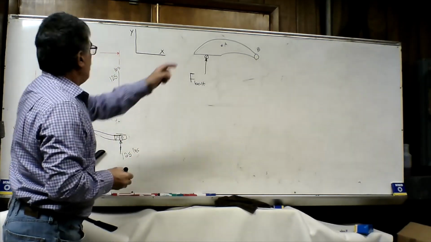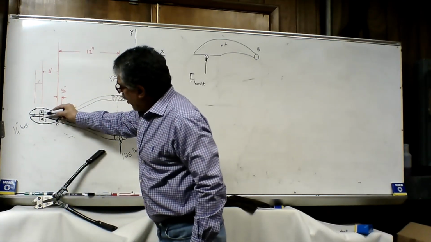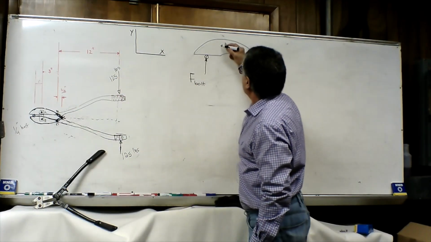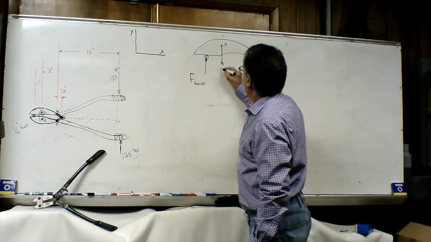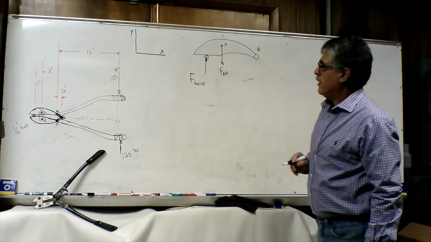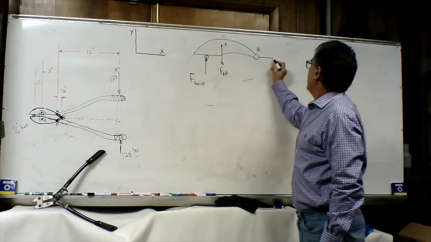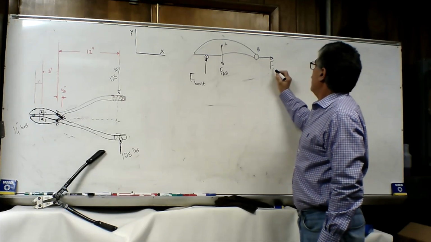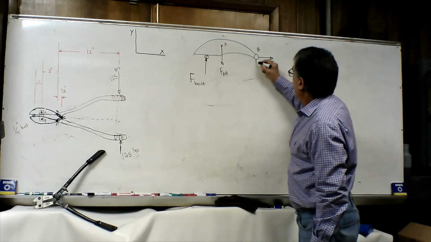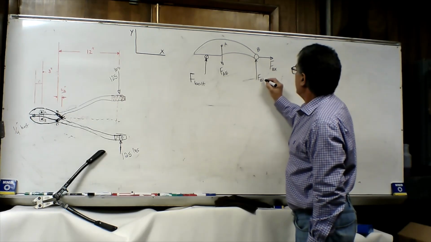and at point A we are going to have a force on that member AE. So let's call that force FAE, and the forces on point B will be force on point B in X direction and force on point B in Y direction.